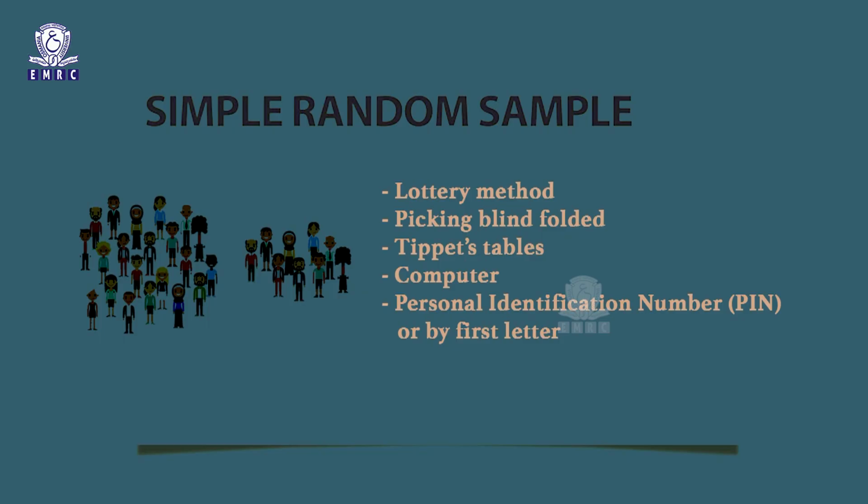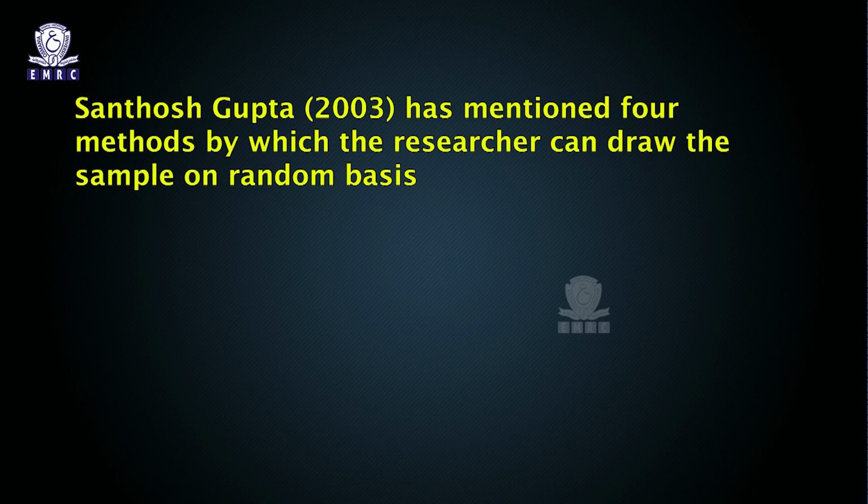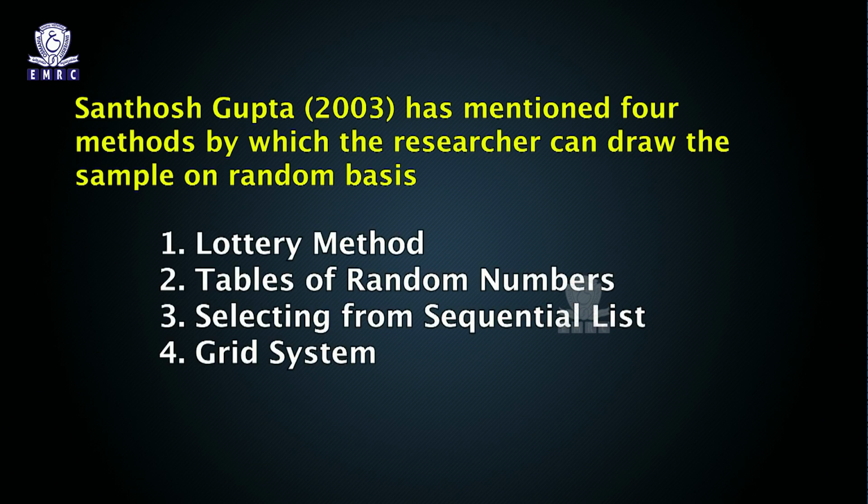This method is considered the best for selecting a representative sample, which requires only minimum knowledge of the universe well in advance. The sample units for the research study can be selected by various methods like lottery method, picking blindfolded, tippet tables, computers, personal identification number or by first letter and so on. Santosh Gupta has mentioned four methods by which the researcher can draw the sample on a random basis. They are lottery method, use of tables of random numbers, selecting from a sequential list and grid system.